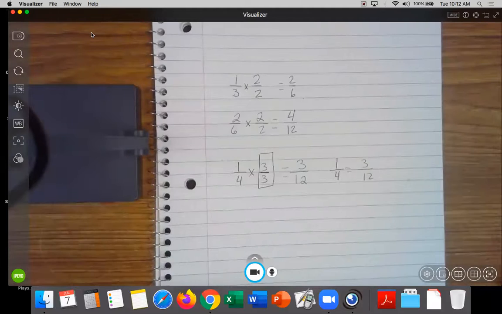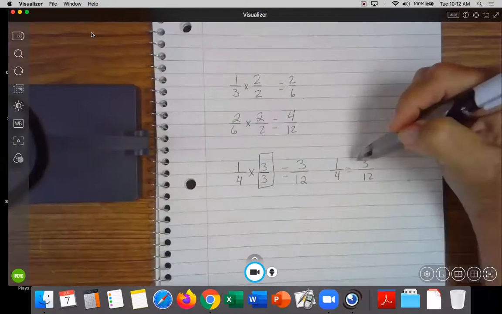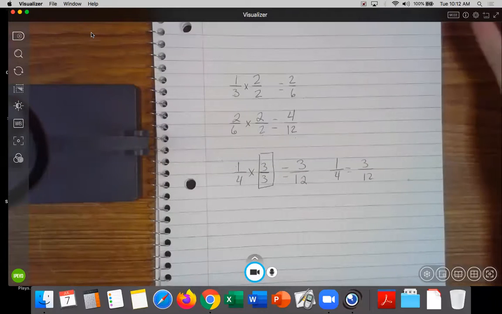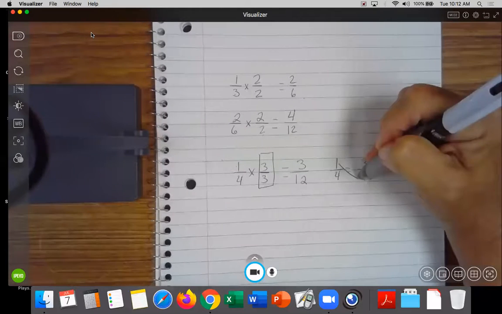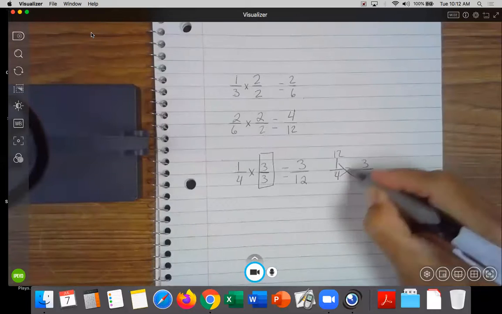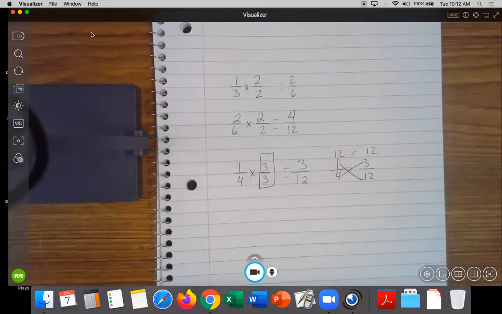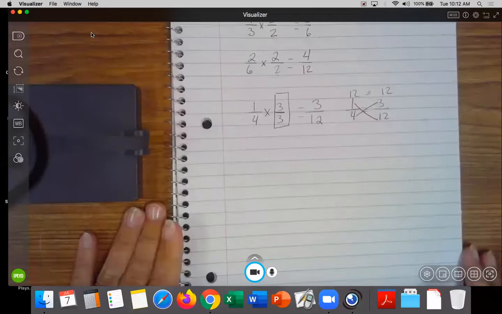Have y'all ever heard of cross multiplying? Yes. I learned it in 3rd grade. So this thing some people call the magic X. So I'm going to say 1 times 12 is 12. 4 times 3 is 12. Is 12 equal to 12? Yes. Okay. All right, let me try another one.